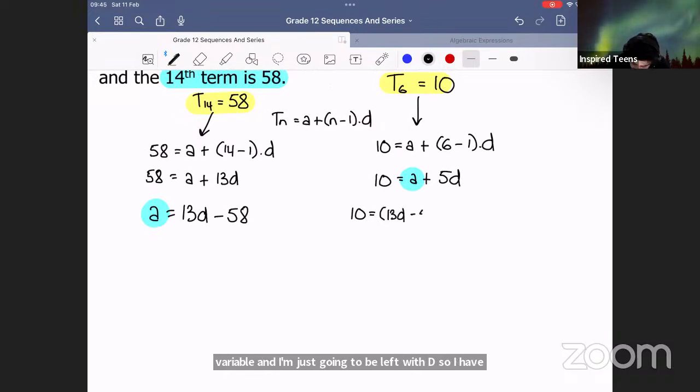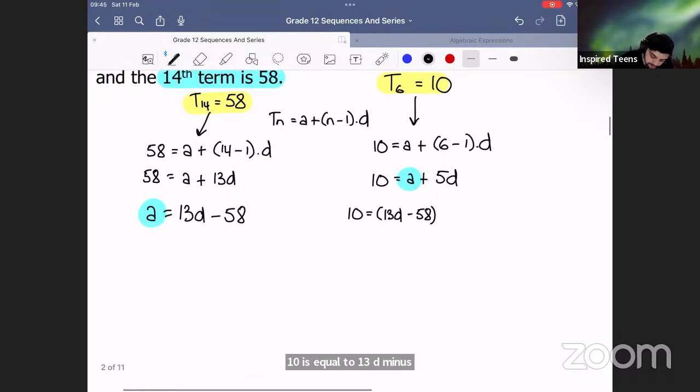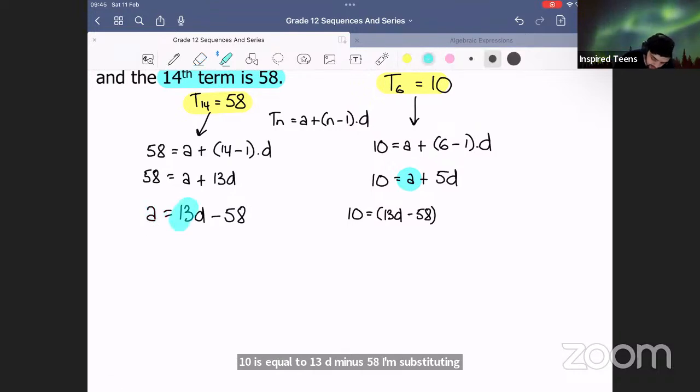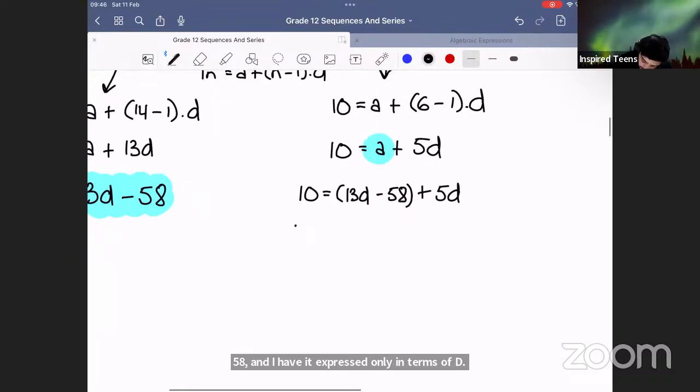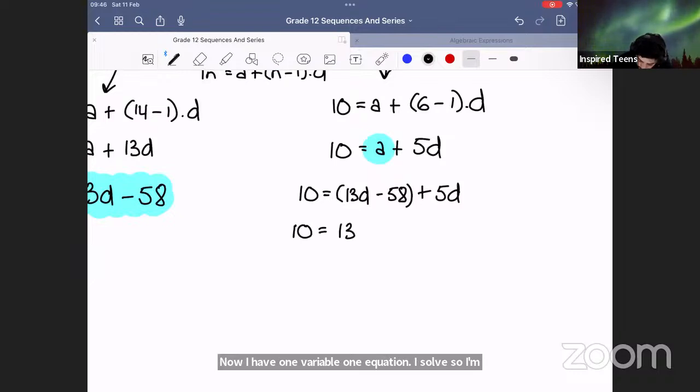13D minus 58. I'm substituting whatever's here, because that's A. A is equal to 13D minus 58. So instead of writing A, I can just write 13D minus 58. Then I have it expressed only in terms of D. Now I have one variable, one equation, I solve. So let's just write it out.